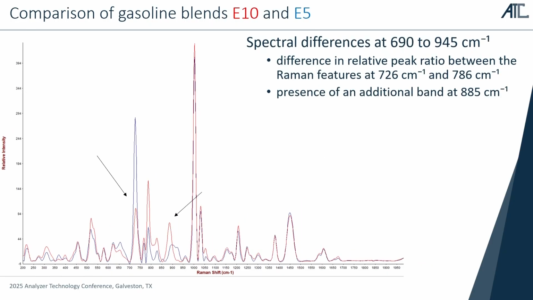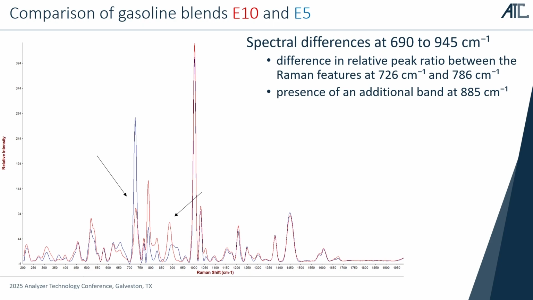If we look into an overlay of the 2 different gasoline blends with 10% and 5% ethanol, the spectral shape becomes more similar. There is some intensity variation, but there are still regions in the spectrum around 700, 800 wave number where there is a difference in the spectrum.